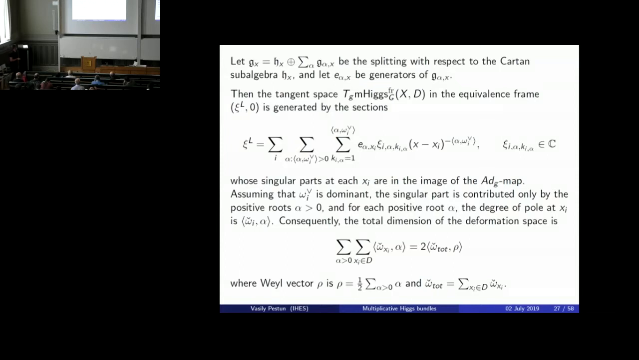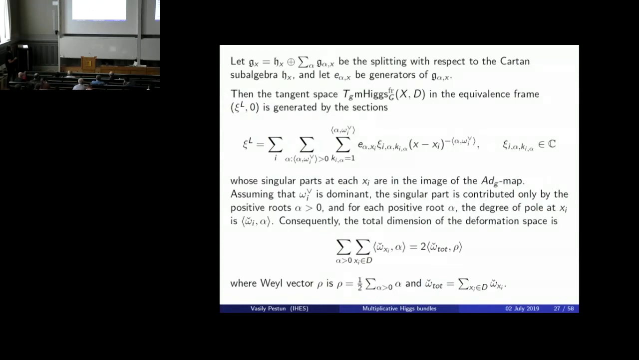Why? Because by the change of equivalence frame, such a section can be moved to the psi L and psi R picture where both psi L and psi R are holomorphic. So it means that this deformation doesn't change the singularity type. It's similar to the decomposition of a rational function as a sum of its poles. In this case, the poles at each singularity xi are given in the direction of the positive root spaces, with respect to the decomposition into positive and negative root spaces of g of x.